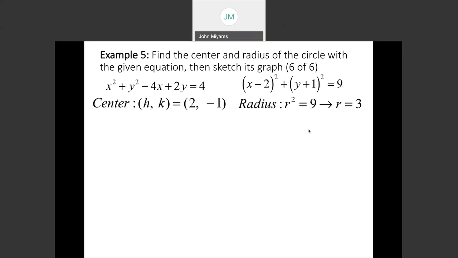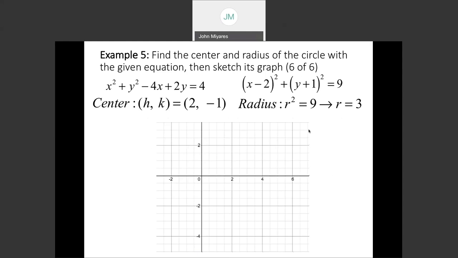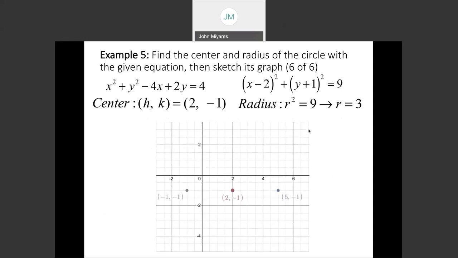To sketch this graph, just like before, we must plot the center point at the coordinates 2, -1. From there, we plot 4 key points, just like before, that are going to be 3 units away from the center. First, we go right 3 and left 3 to get the points 5, -1 and -1, -1. Then we'll go up 3 and down 3 to get the points 2, 2 and 2, -4. And from there, we can draw the circle through those key points.